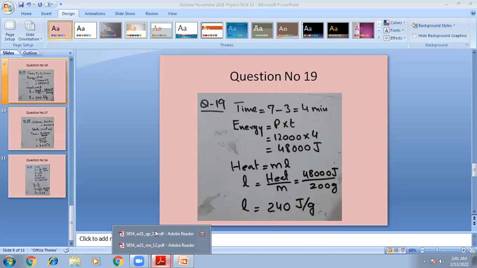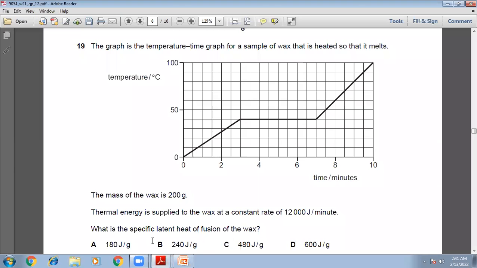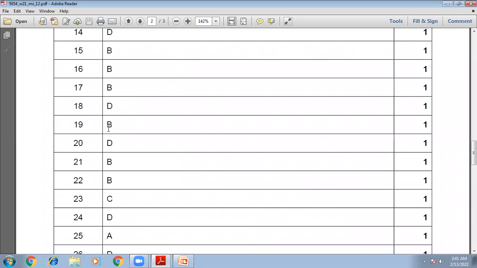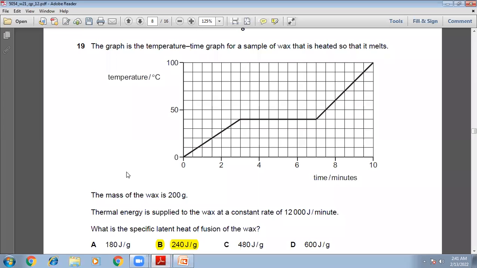That's the answer. So let's check 240. Do we have that? Yeah, 240 joules per gram. That's the B option. So let's check. We do 19B. 19's B. Okay, we are right.